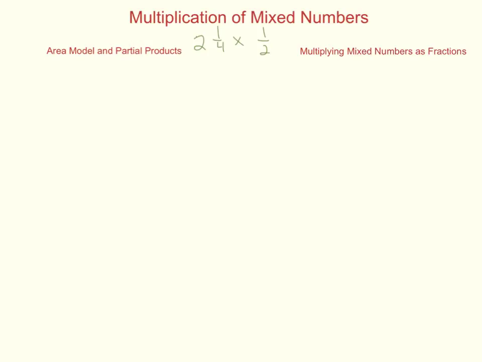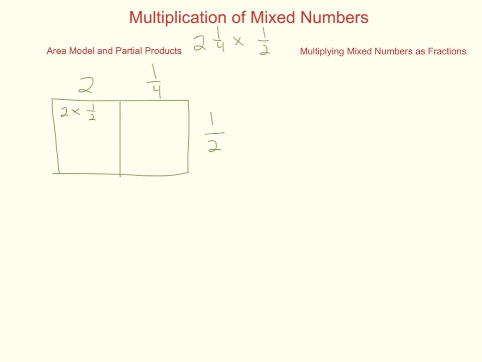So for the area model and partial products, we're going to start by drawing a box, and we're going to put 2 1/4 here multiplied by 1/2, and we're going to divide the whole number from the fraction. And then here it works like a multiplication chart where the 2 and the 1/2 are going to meet in this box. So in this box, we will do the multiplication problem 2 times 1/2.